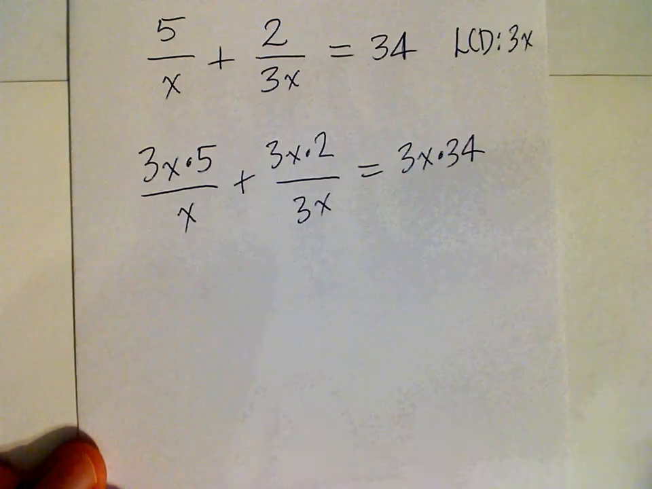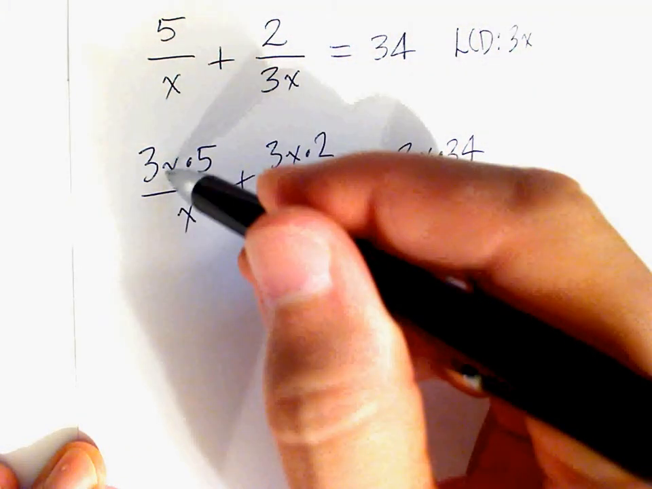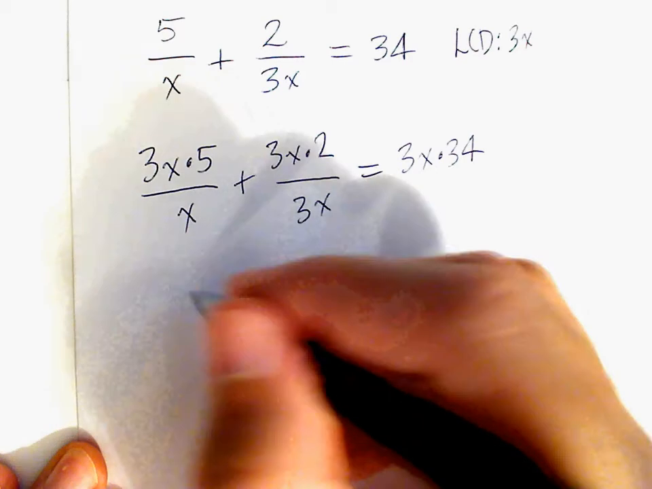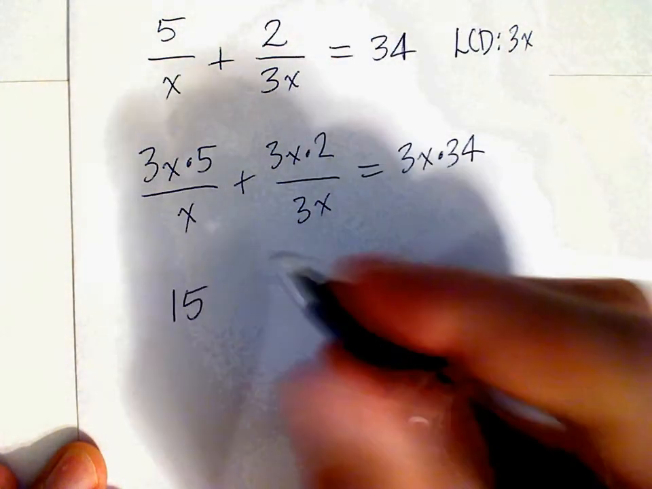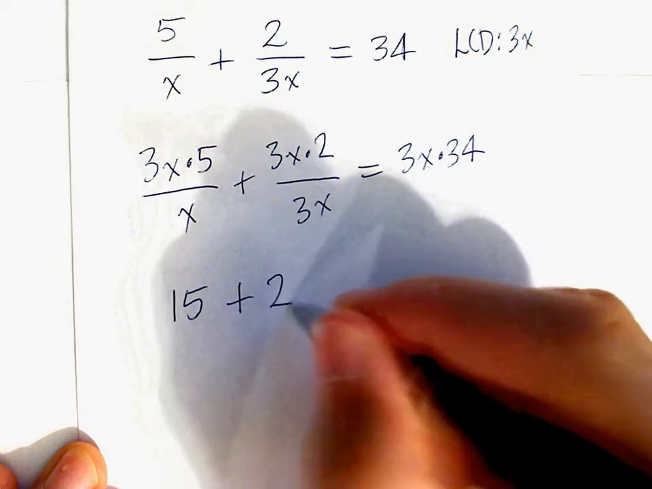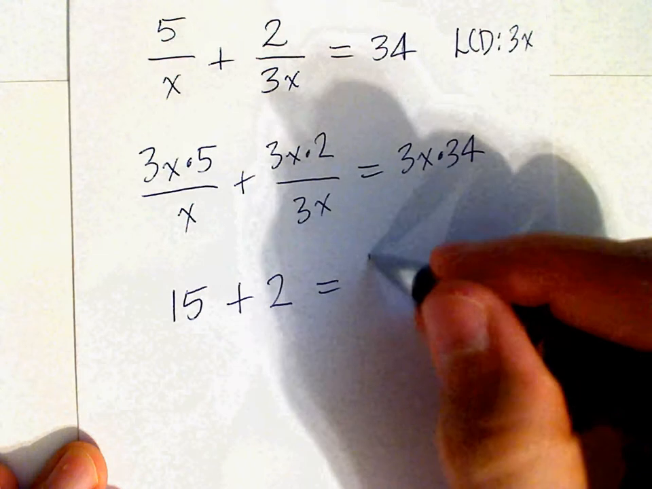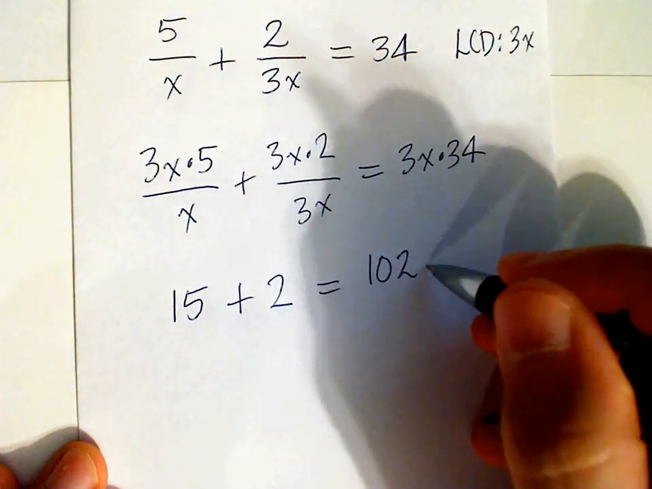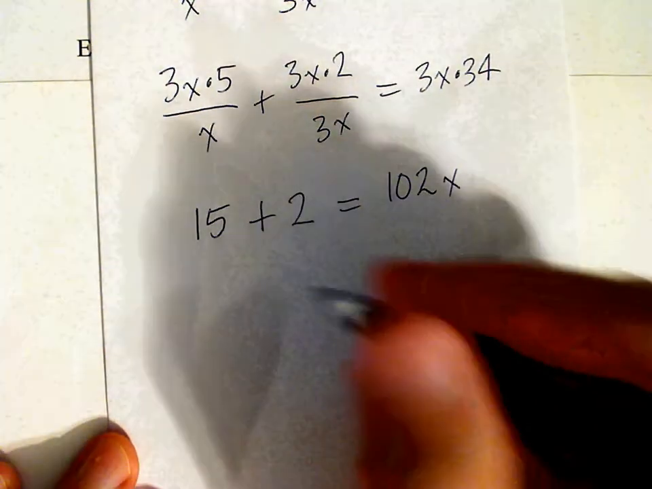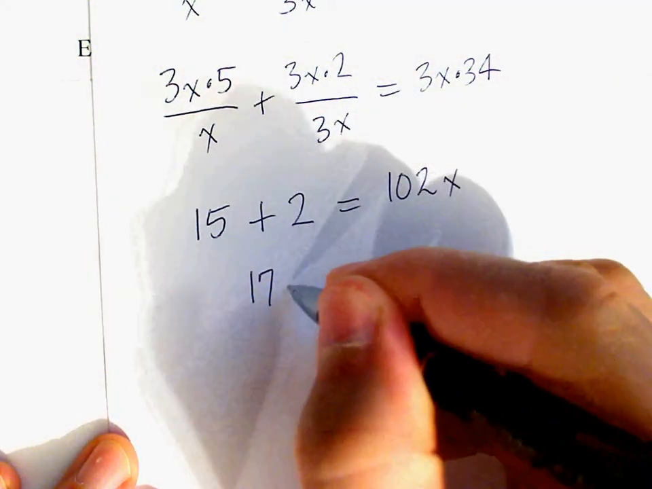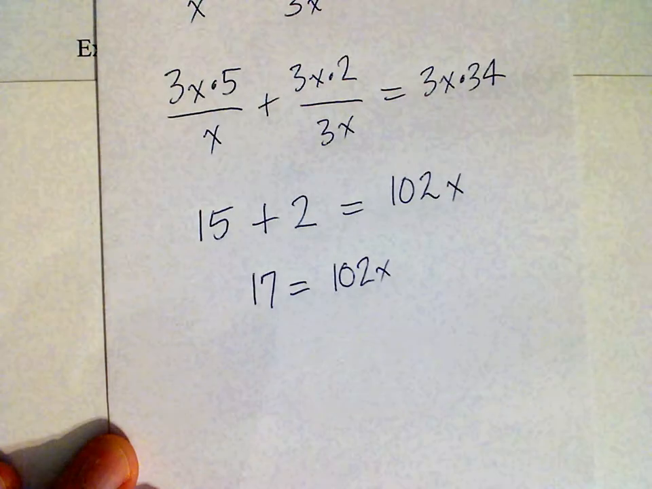Why does this help? Well, because now the fractions are going to go away, don't they? Okay, the x here cancels, and that leaves us with 3 times 5, or 15. Here the 2x cancels entirely, and we just have 3. And here we have 3 times 34, which is 102, times x. So doing the addition on the left-hand side gives us 17 is equal to 102x.